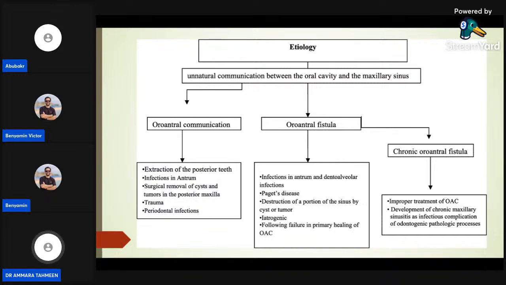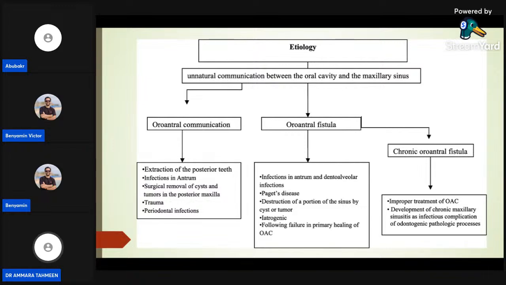That is infections in the antrum and dentular infections, Paget's disease, destruction of a bone portion of the sinus by a cyst or tumor, and iatrogenic error, such as if we encounter oroantral communication during the extraction of the posterior teeth, and we do not do immediate closure or take measures to close the communication immediately, it leads to the formation of oroantral fistula. That is why it's termed an iatrogenic cause, followed by failure in primary healing of the oroantral communication.